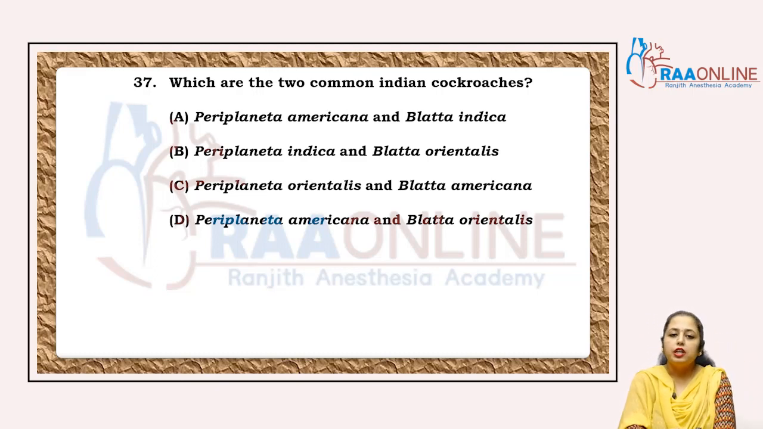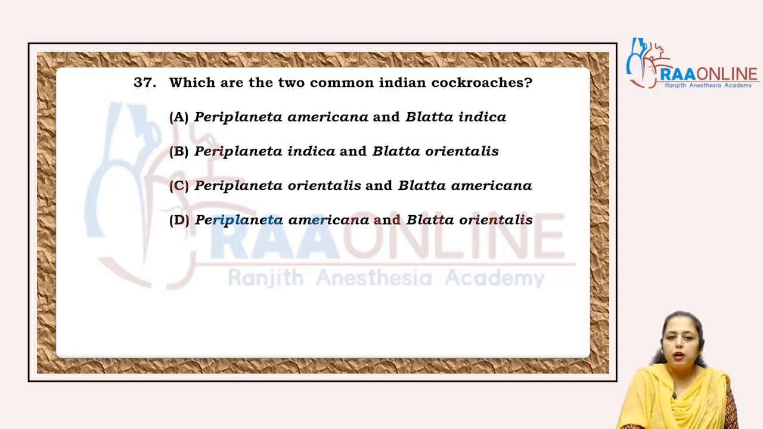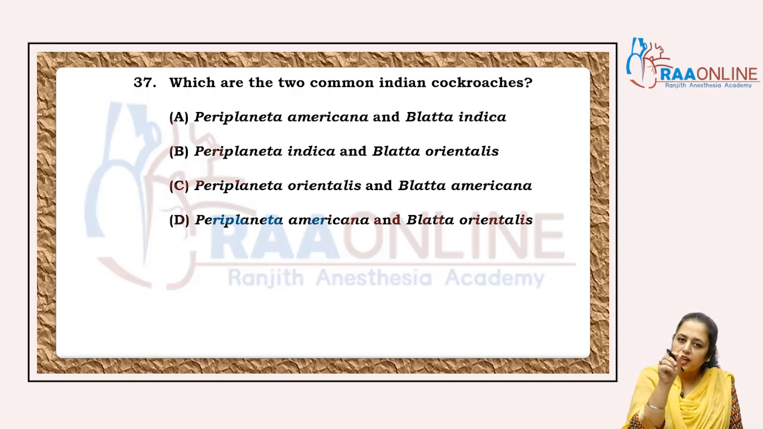Which are the two common Indian cockroaches? Periplaneta americana. Actually, there are three species of cockroach which we have to study. The first one is Periplaneta americana, which is the largest one. The second one is Blatta orientalis, and the third one is Blatta germanica, right. Blatta orientalis is reddish brown, dark maroon in color, and Blatta germanica has an elongated body, golden yellowish brownish in appearance, right.